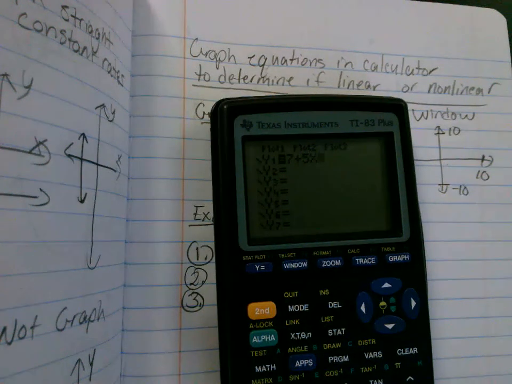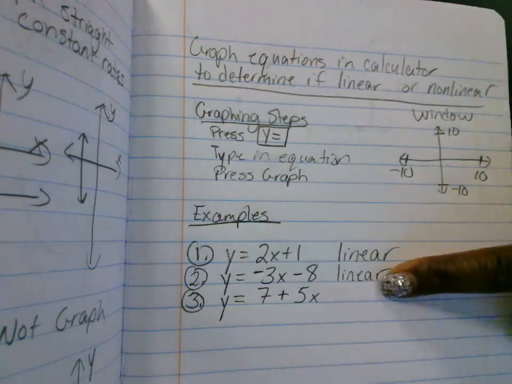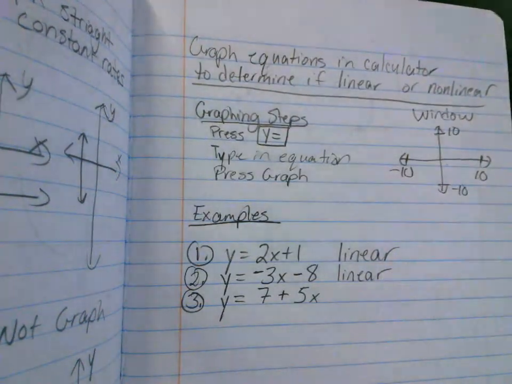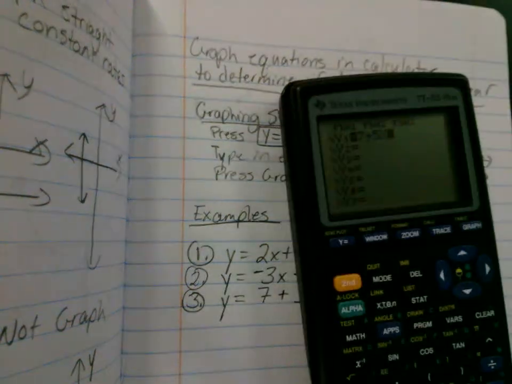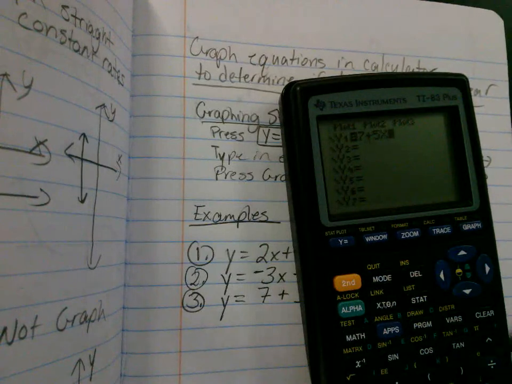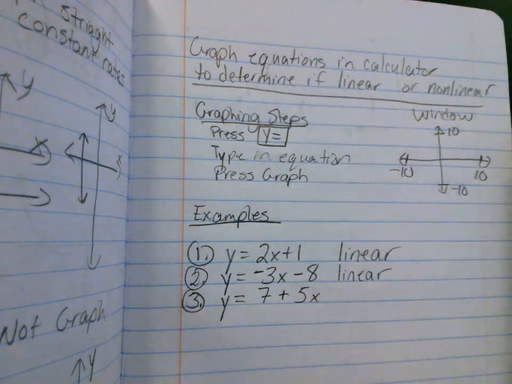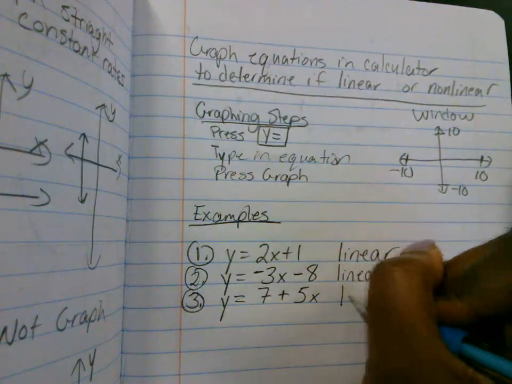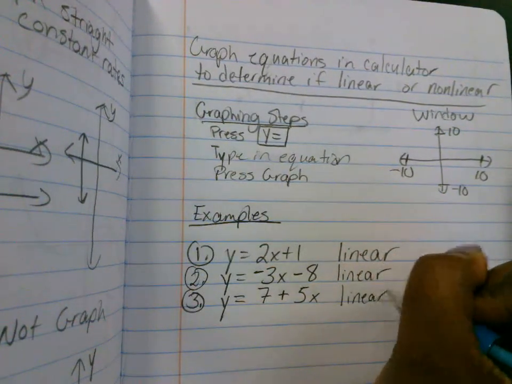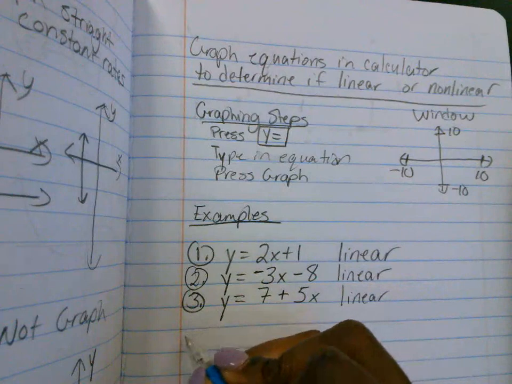Make sure you write it correctly, okay? Do you see this? Press enter. I'm sorry, press graph. This is a straight line. So this is going to be what? Linear. All right, let's do this one. I'm going to skip a line.